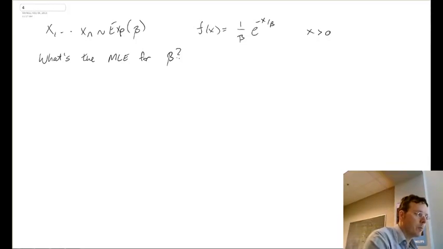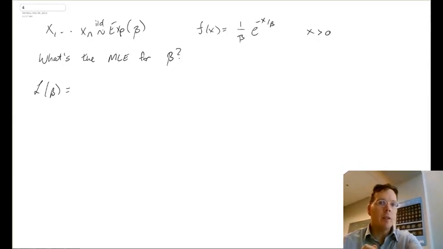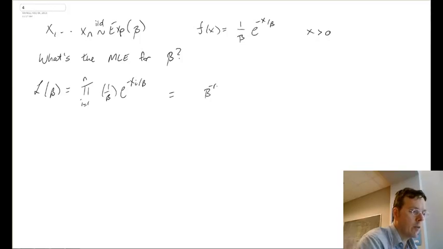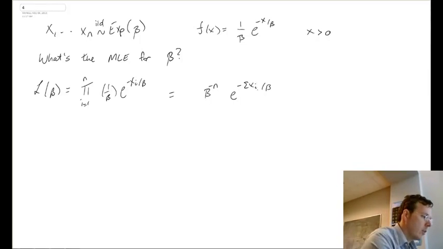Okay, so let's go through it. The likelihood for beta is, because we're assuming they're IID, the product from i equals 1 to n of 1 over beta e to the negative x_i over beta, which is equal to beta to the negative n times e to the negative summation x_i over beta.